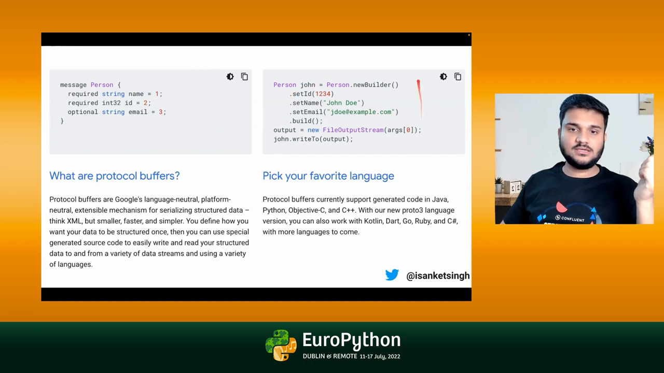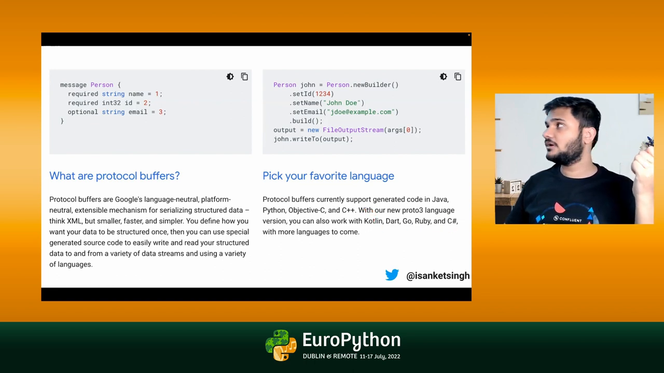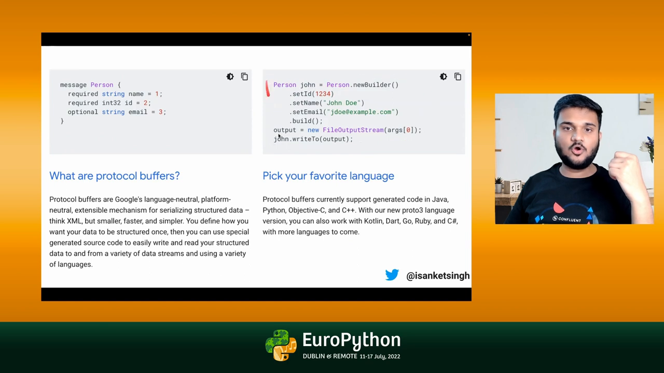Now, you can see most of the languages like Python, Objective-C, C++, all of these are available. They have also introduced support for Kotlin, Dart, Go, Ruby, and C#, right? So you can see, if you just use a simple protocol buffer, you will automatically be given generated code like this, right?